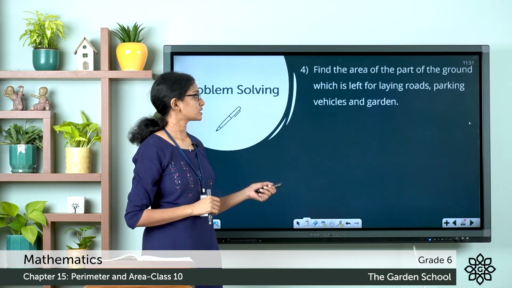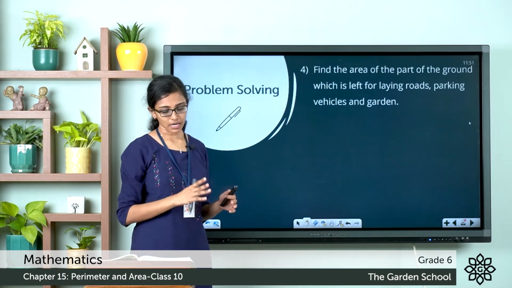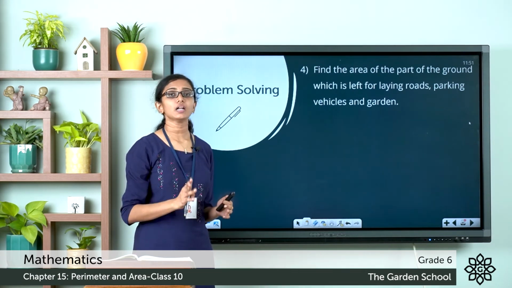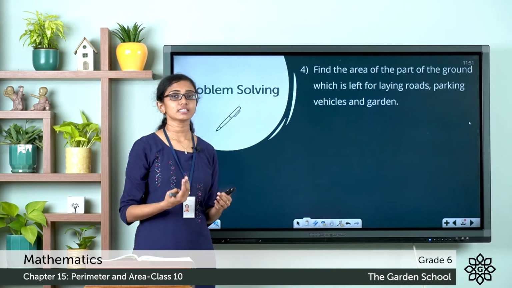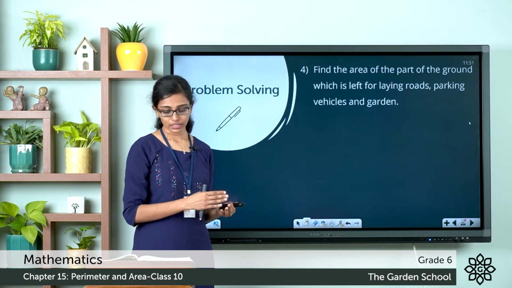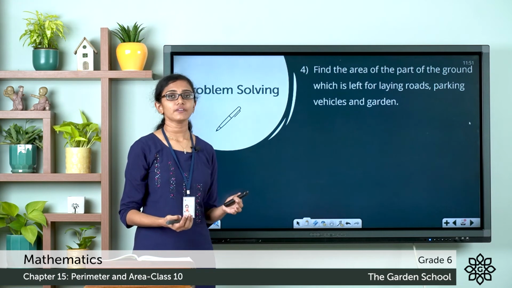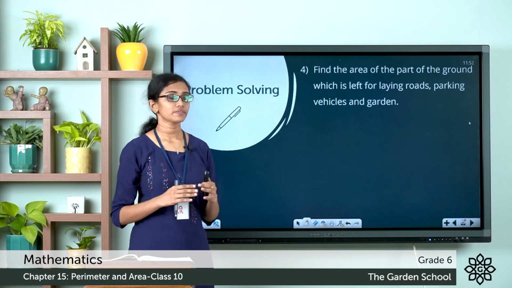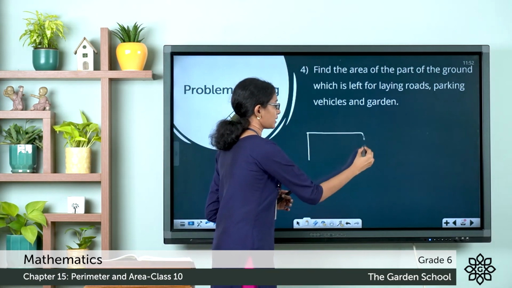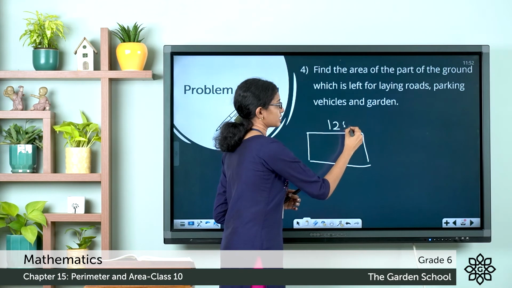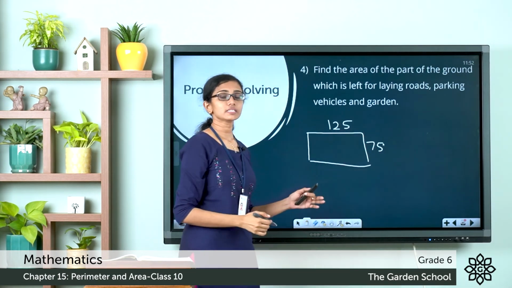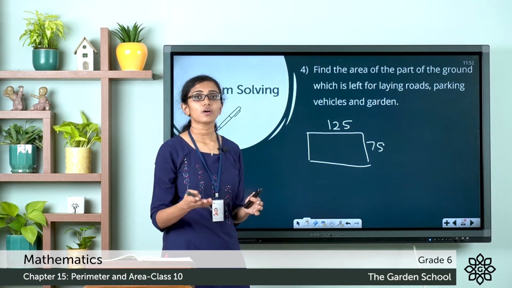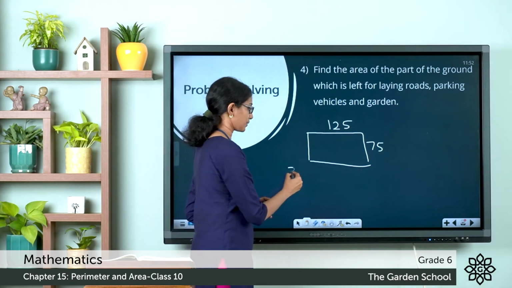Now the fourth question, it says find the area of the part of the ground which is left for laying roads, parking vehicles and garden. So here in this case the area available for us for laying roads, parking vehicles and garden is the area left after constructing the villas. So we know the rectangular plot is of dimensions 125 meter by 75 meter, and we also built 6 villas in this rectangular plot, and each villa was built on a square portion of side 30 meter.